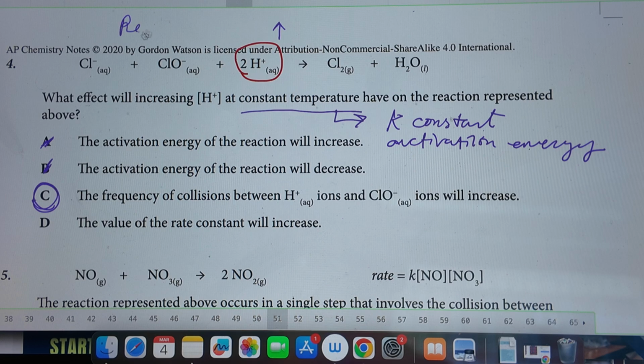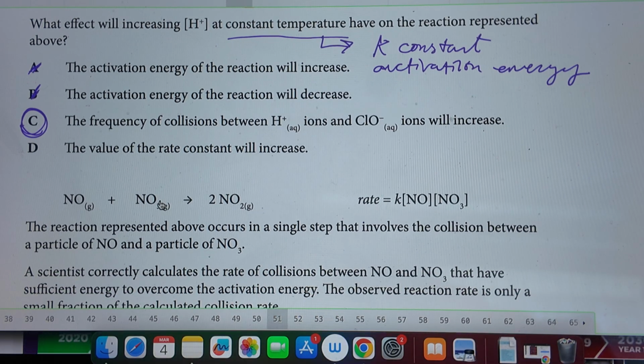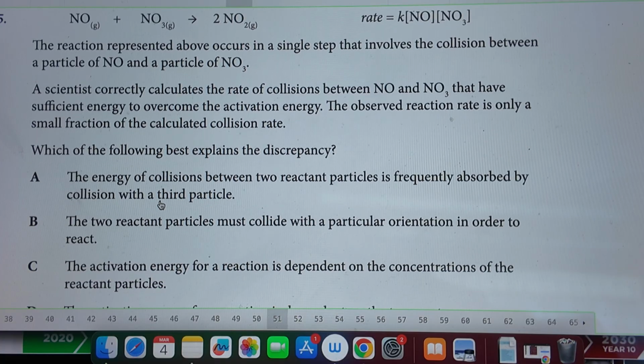These are reactants, right? And these are products. So since there are more reactants, there will be more people bumping into each other. Let's look at the next question.